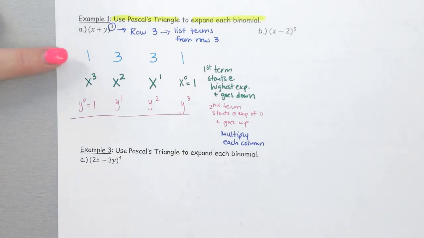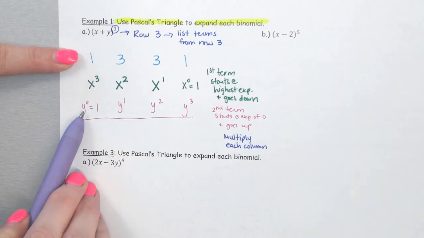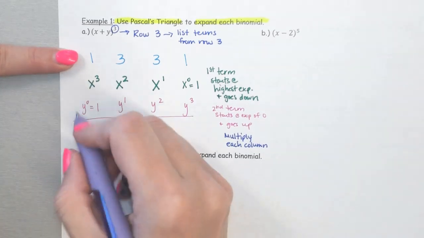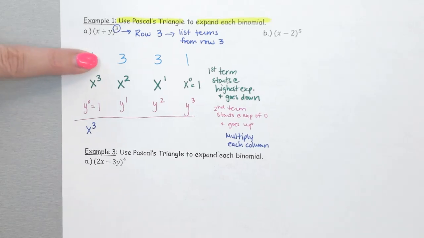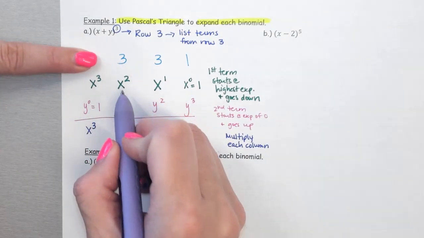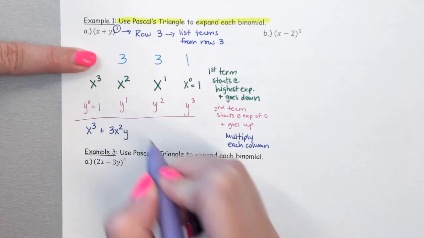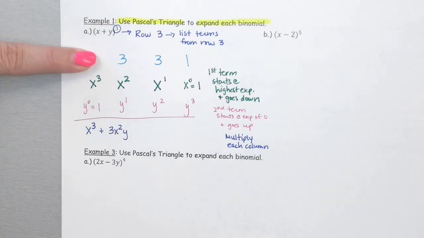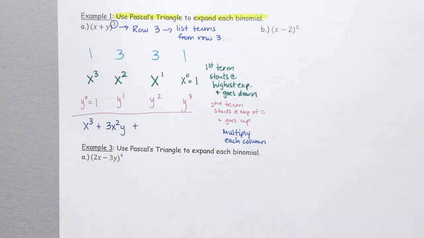Okay, so if I'm multiplying the first column, I do 1 times x cubed times a 1, because y to the 0 is 1, so that's x cubed. For my second column, I'm going to multiply 3 by x squared by y to the first, so we would write that as 3x squared y. Okay, you try the next two. Okay, so multiply straight down.